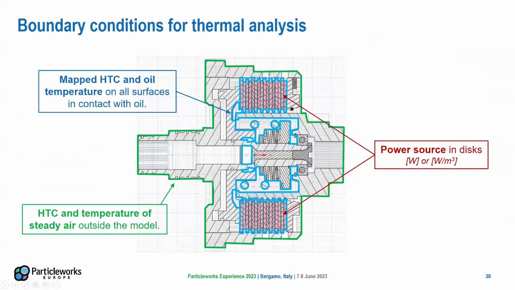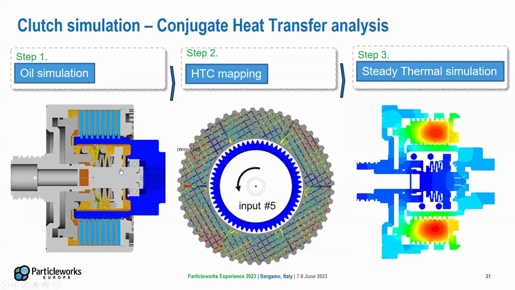So basically what was done was to first run the CFD simulation as mentioned, and then map, you see here in light blue, the heat transfer coefficient due to oil on the critical and wetted areas. Then we could apply power sources in the disk area and, at the end, predict temperature. So here is the full workflow. On the left, you see the oil flow in light yellow, with particles going also through the small gaps between the discs.